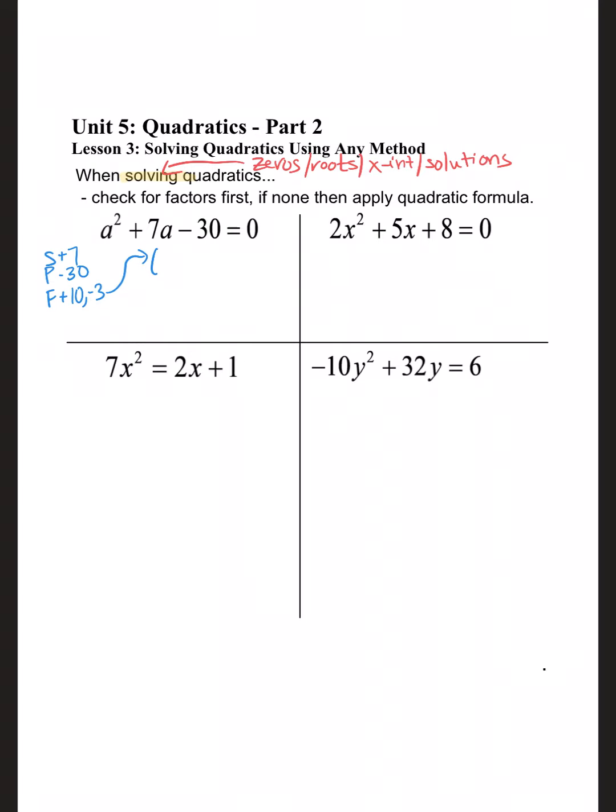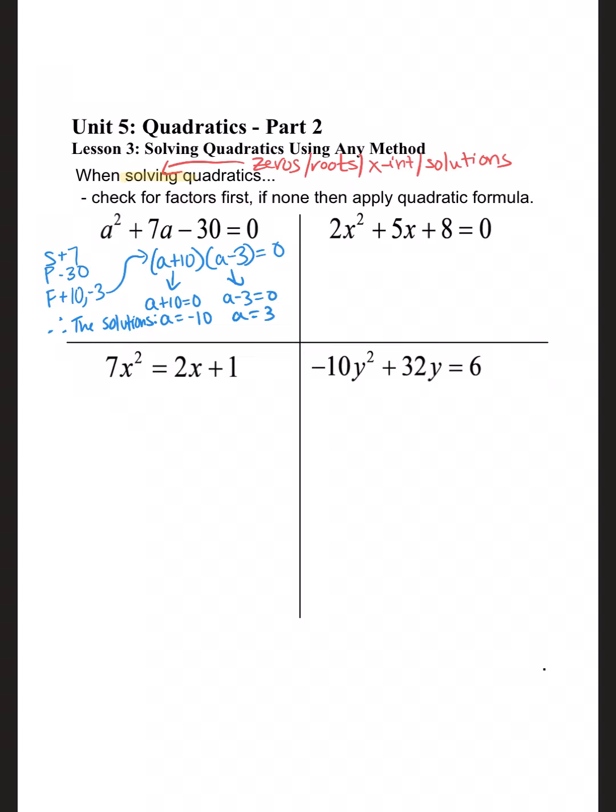So we'll put those factors in our bracket. So we'll have a plus 10 and a minus 3 equals 0. So then our solutions come from setting each of our brackets equal to 0 and solving for the variable. So we can say, therefore, the solutions, okay, a equals negative 10, a equals positive 3. So those are the solutions to that quadratic equation. We'll look at the next one.